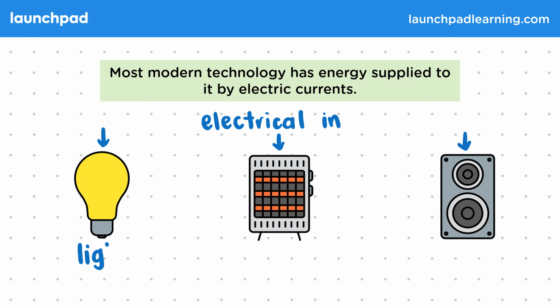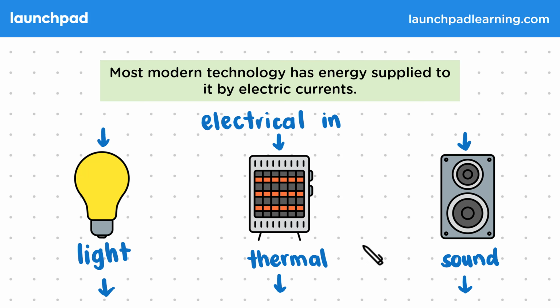The bulb will transfer it to light waves. The heater will store it as thermal energy in its wires and the surrounding air. And the loudspeaker will transfer it as sound waves. You'll need to be familiar with these devices for your exam, as well as be able to recognise the transfers happening in other electrical components.